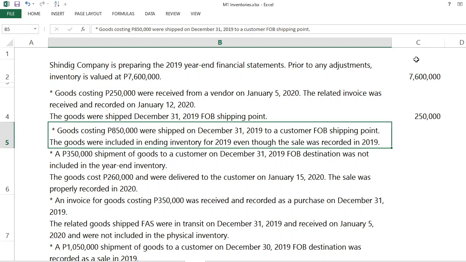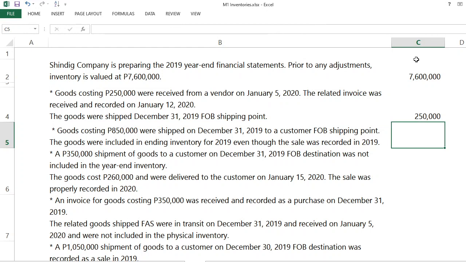Next, goods costing 850 were shipped to a customer. So, pasabot kita di seller dere. FOB shipping point. So, kung kita seller, tapos FOB shipping point, wala tayo labot, iyahanan na. The goods were included. Ayan, dapat wala na ganit tayo labot. It's included in ending inventory, although the sale was recorded in 2019. So, gi-appeal daw, therefore, atong tanggalon.